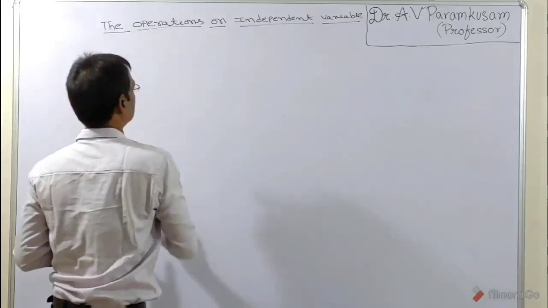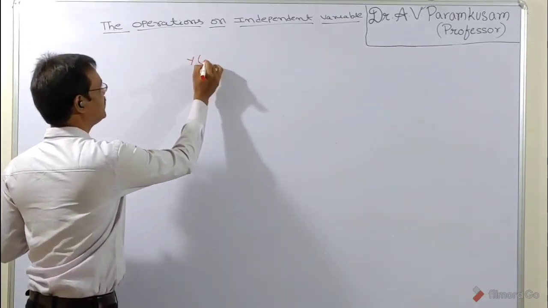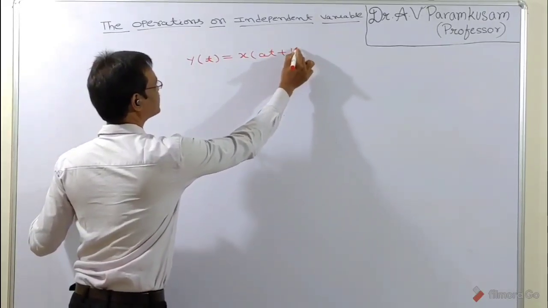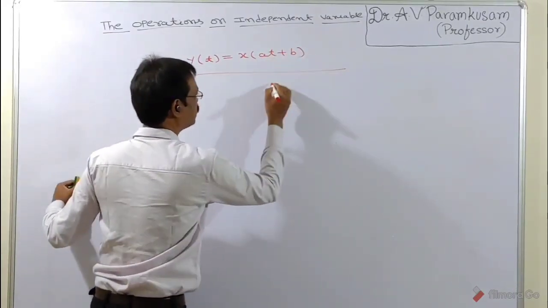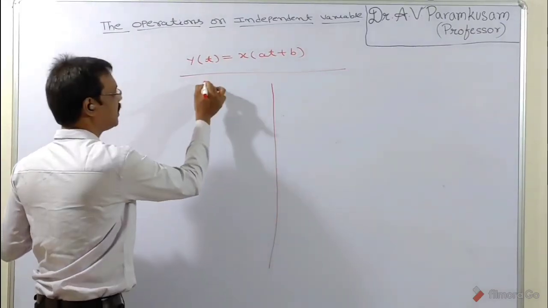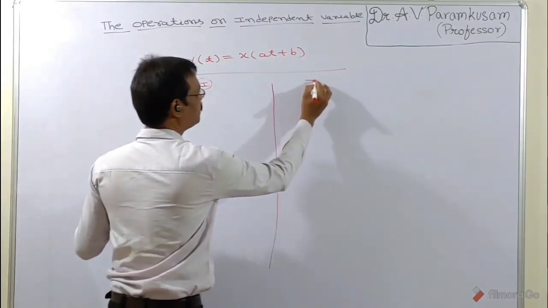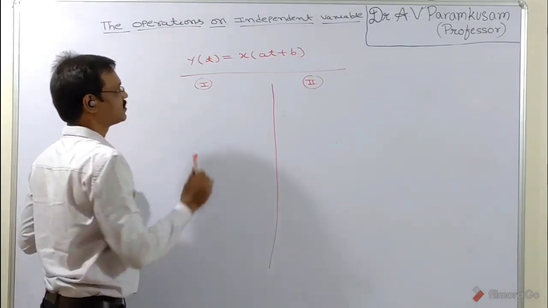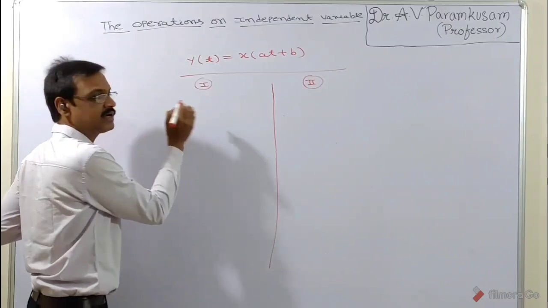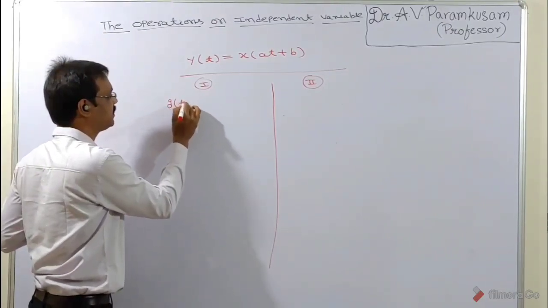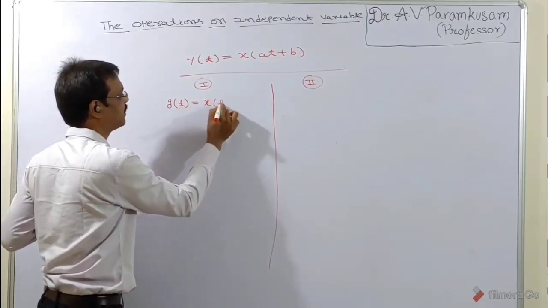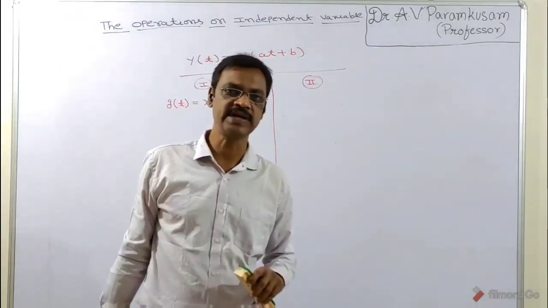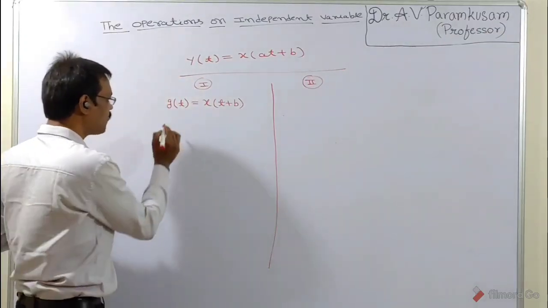What is the basic procedure? Suppose y of t is equal to x of at plus b. Here I will explain the two procedures to obtain x of at plus b from x of t. So first you assume an intermediate signal, that is, g of t is equal to x of t plus b. Now you find g of at.